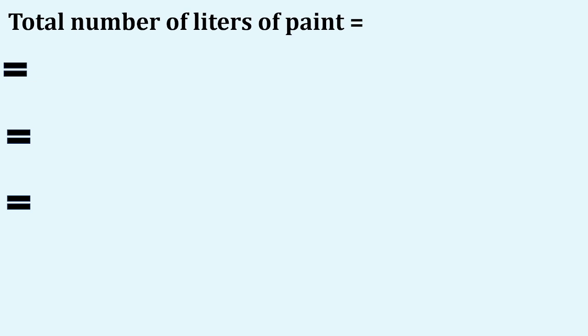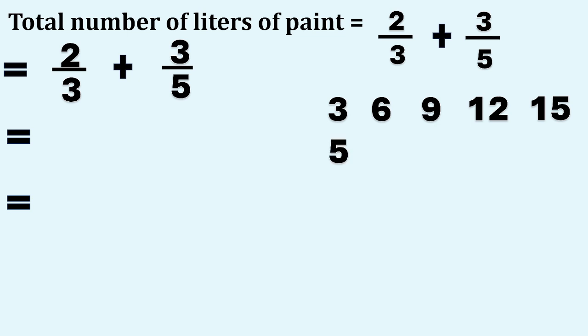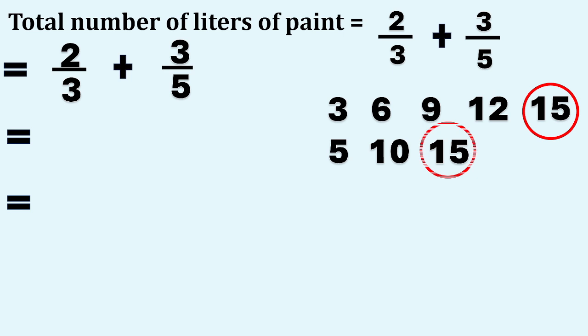Now, let us solve. We are going to find the total number of liters of paint. 2/3 plus 3/5. First, we are going to find the LCD of the two fractions. We will take the two different denominators 3 and 5 and start making multiples of each of them. The multiples of 3, we have here 3, 6, 9, 12, 15. Multiples of 5, we have here 5, 10, 15. So, 15 will be our LCD.